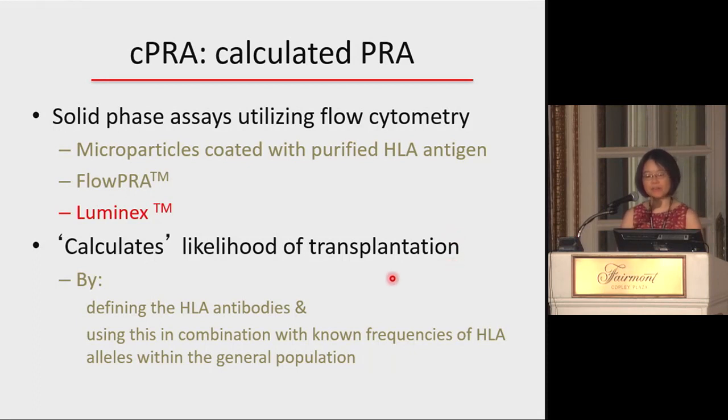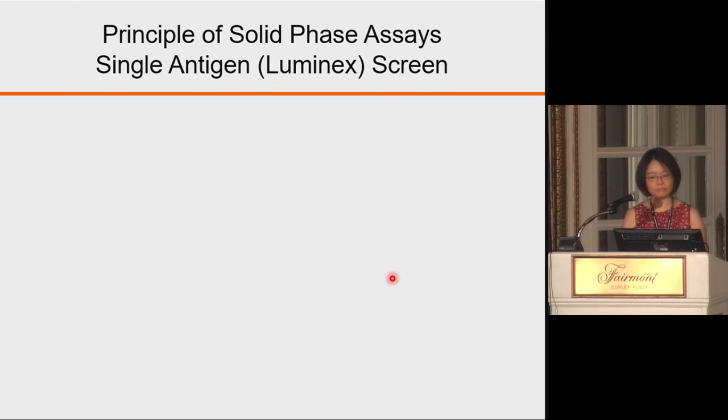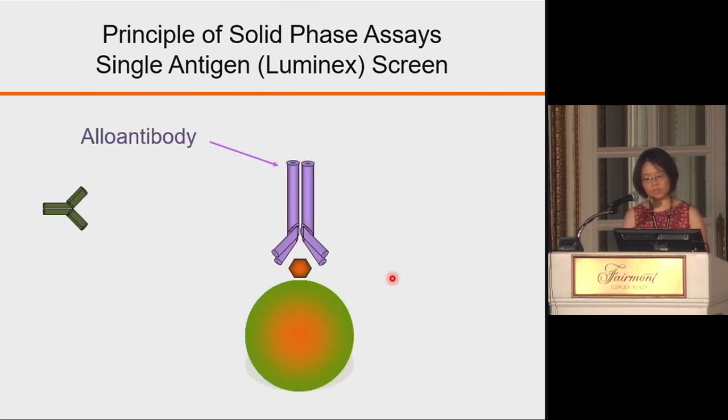You calculate it by first defining the HLA antibodies by this method, and then using this in combination with the known frequency of HLA alleles within the general population. So now you're starting to take into consideration that some antigens are going to be more frequent. Okay? So how does this work?